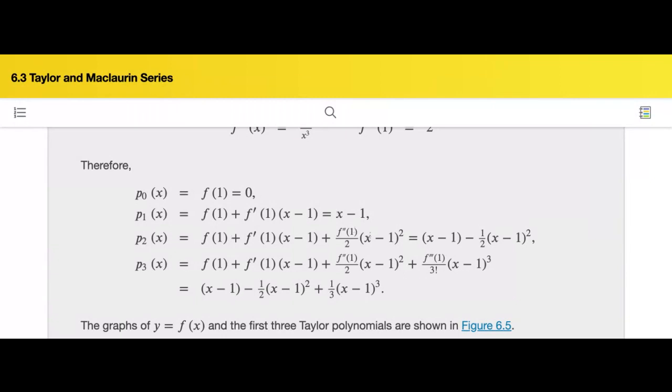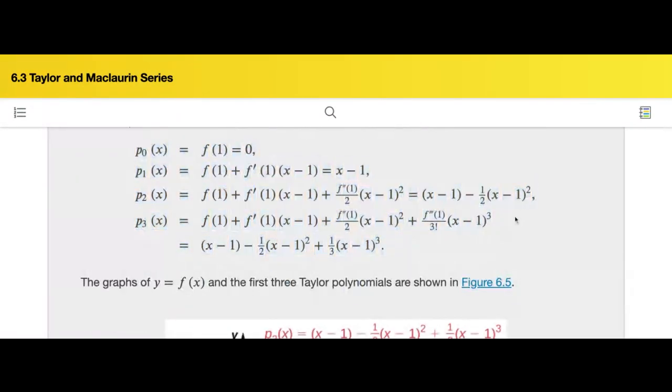Then when we include the quadratic term, we simplify, and we get this. So we see this is the second order Taylor polynomial. Then we include the third power, so we call it the third order Taylor polynomial.